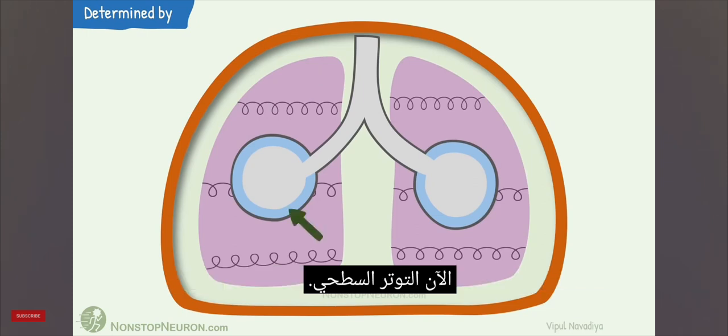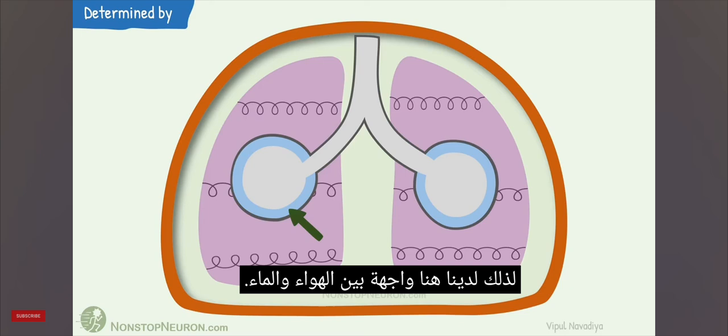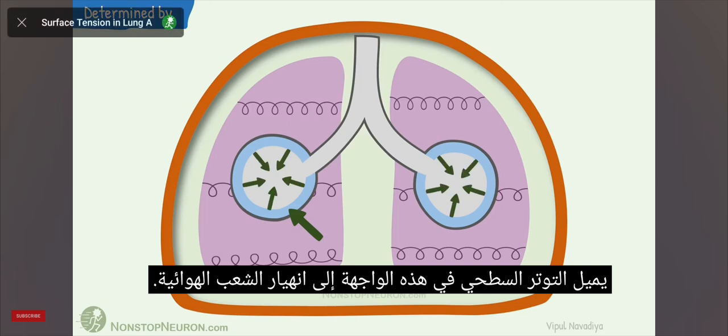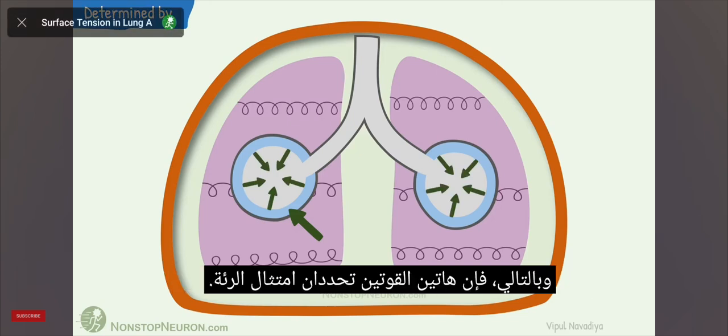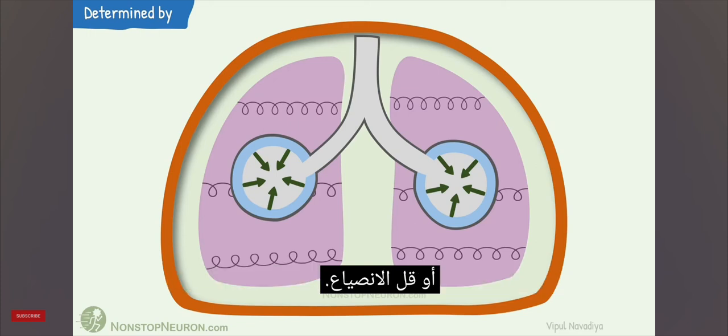Now surface tension. Alveolar wall is lined with fluid. This fluid comes in contact with air in the airway. So we have air-water interface here. Surface tension at this interface tends to collapse the airway. In doing so, it exerts elastic force on the lungs. Thus, these two forces determine lung compliance. The higher these elastic forces, the harder it is to expand the lungs, or lesser the compliance.